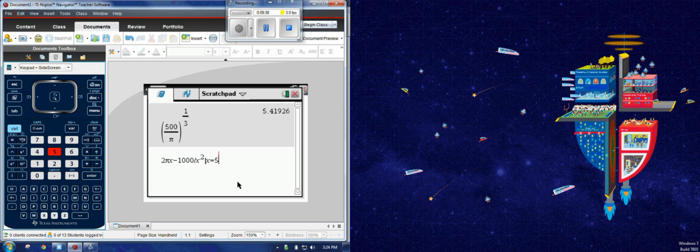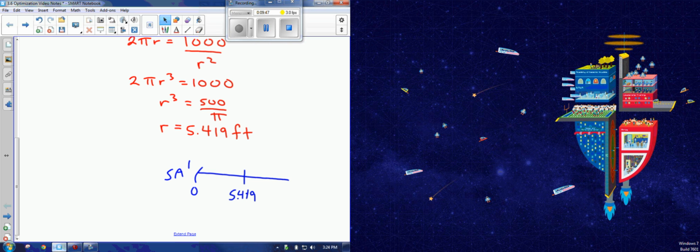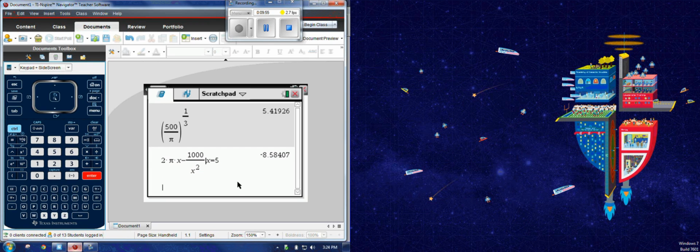And if we want to minimize that surface area, then this should be a negative value. And it is. So on our sign chart, we can say, okay, at that 5, or just to the left of the value, we have a negative. So then we need to go back and double check that just to the right of it is going to be a positive.